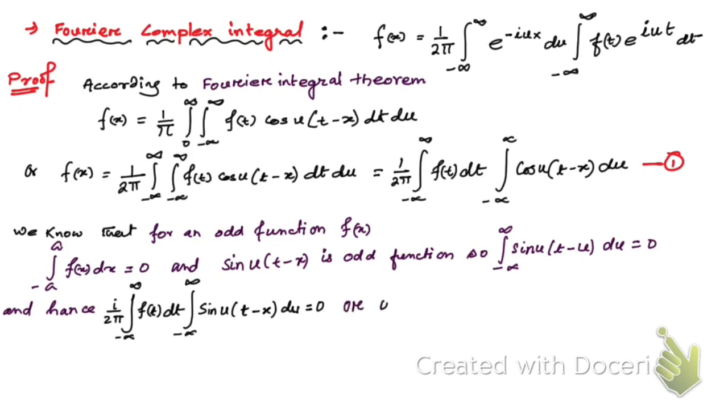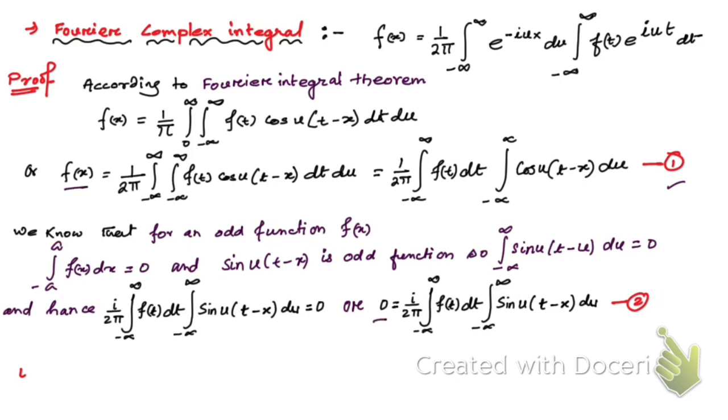So we can write 0 equal to this. That means we have interchanged the left hand side and right hand side, because we are going to add equation number 1 and equation number 2: we add f of x with 0 on the left, and on the right hand side this part with this.